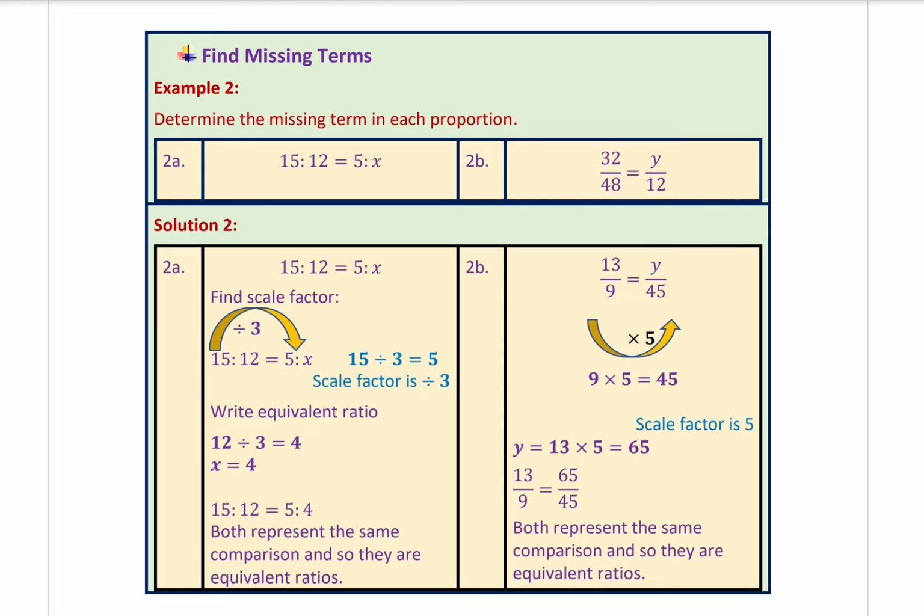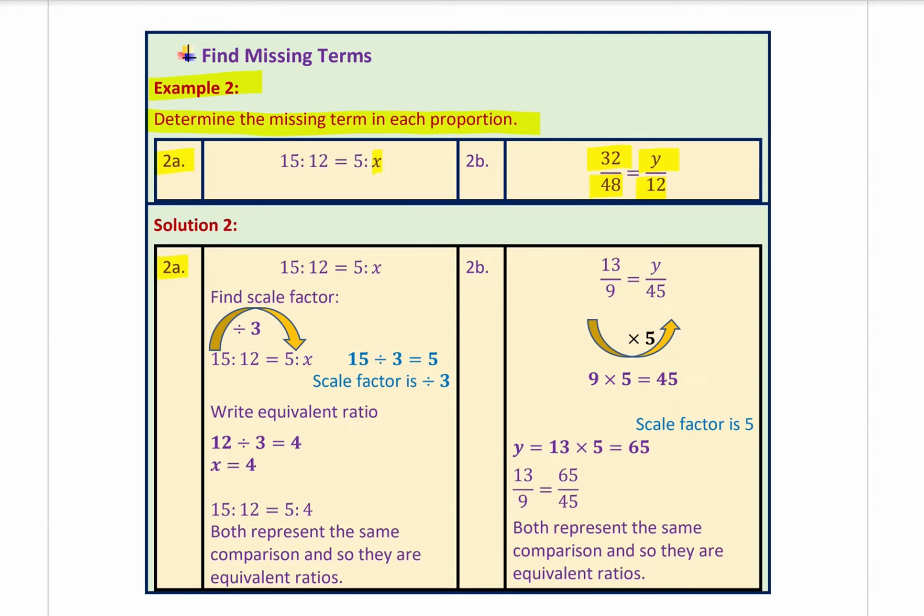So these are typical questions which are based on ratios, which you'll find in any book, right? Now, example 2. Here is determine the missing terms. Missing terms in the first one, 15 is to 12 equals to 5 is to x. You have to find what x is. Then we have this one, 32 over 48 is equals to y over 12. You need to find what y is. So let us see how to solve 2a.